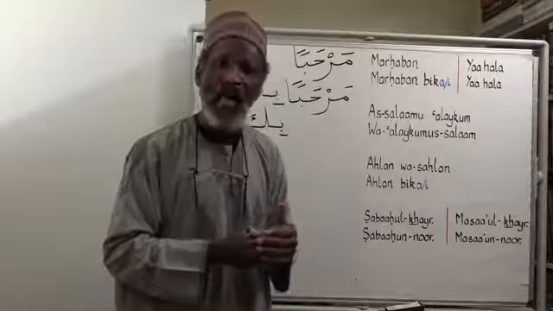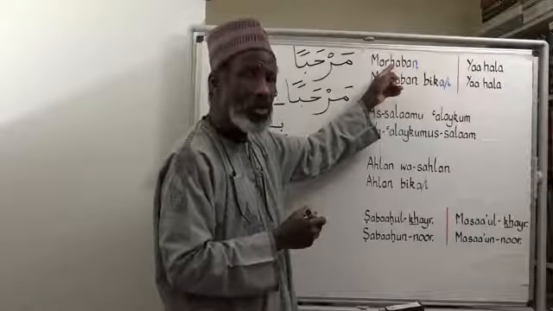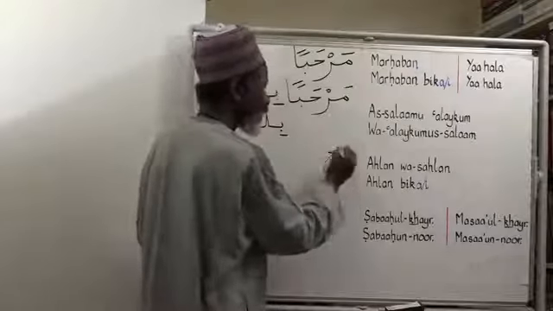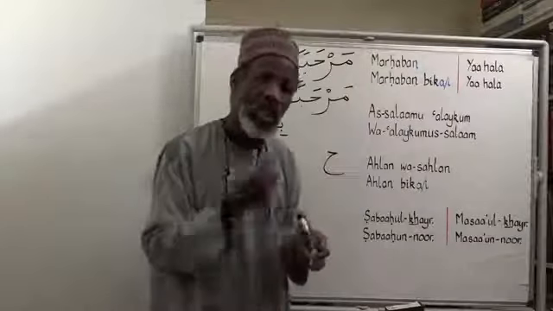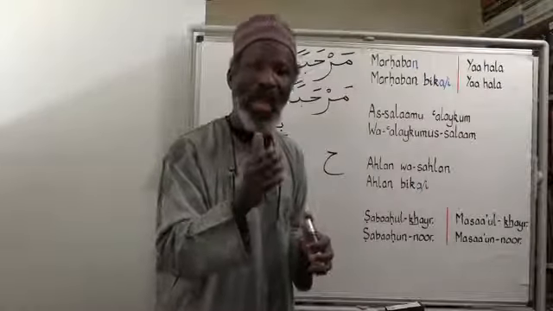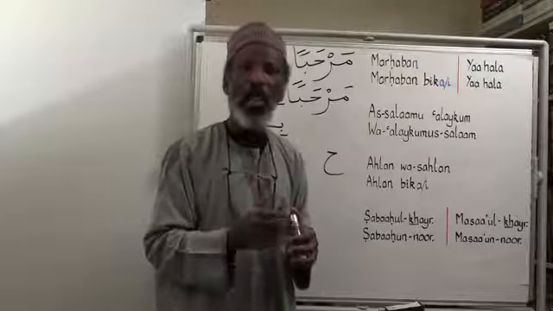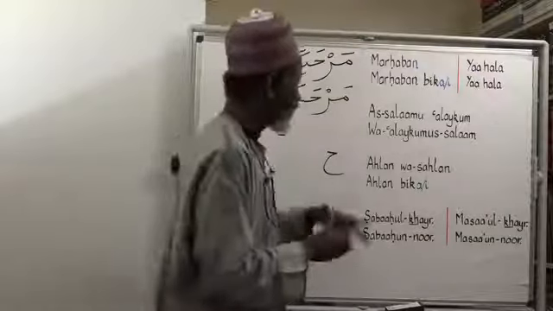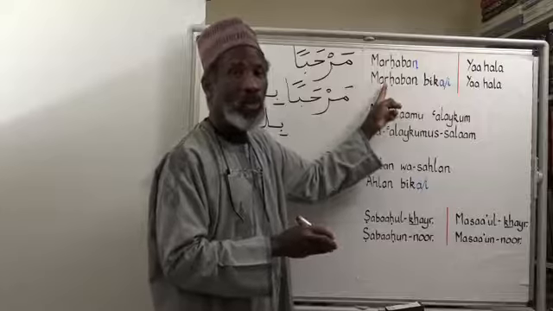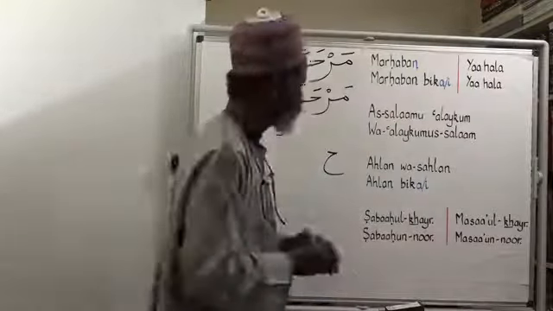Now, this H is a hard H in Arabic. It's representing this letter, which is ha. We need to hear that sound. It's very easy. You're expelling the air. Marh, marh, marhaban. Don't say marhaba. Marhaban bika. Hence, you put the dot to tell you that this H is a hard H, not a soft H.